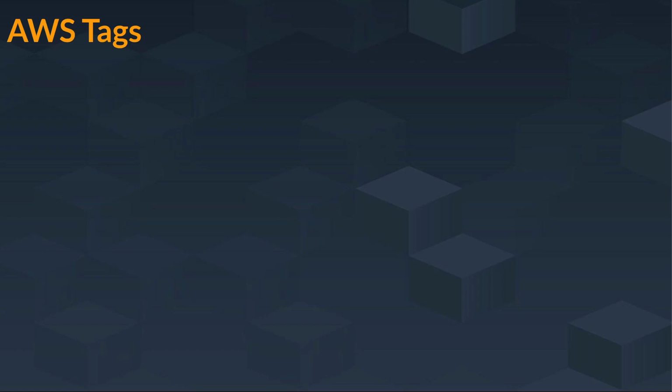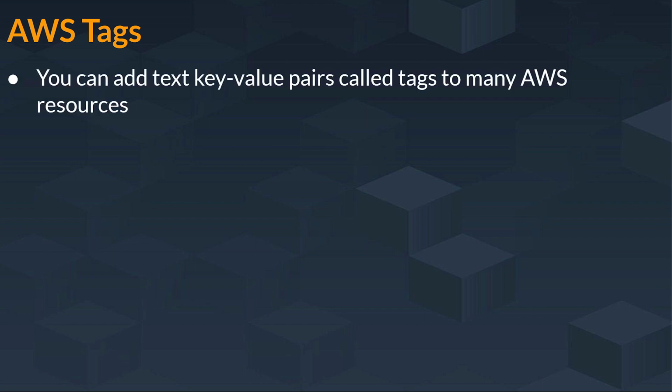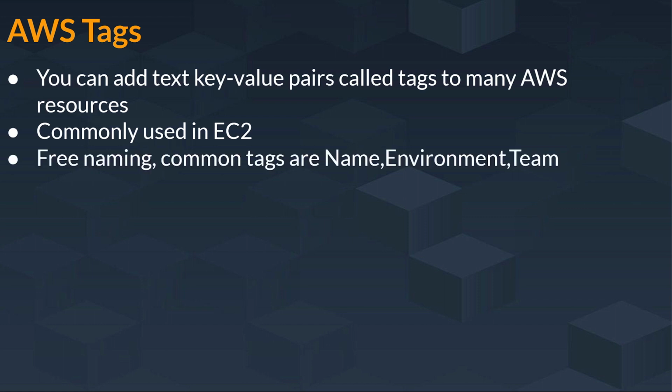So in this lecture, we will see AWS tags and what we can do with tags. First, you can add text key value pairs called tags to many AWS resources, not just EC2, but it is commonly used in EC2. You can use it on Lambda as well, or S3 and other services.